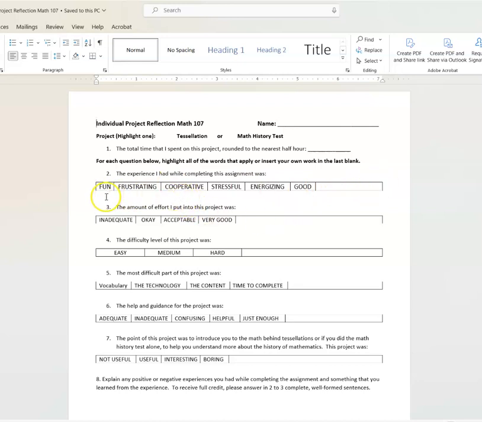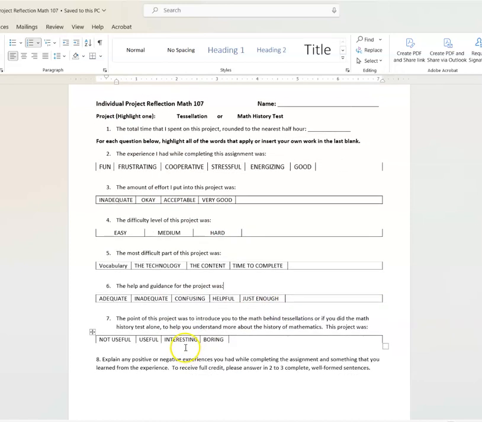Also, you can type a sentence under here if there's something that you really feel compelled to say to me: the amount of effort that you spent, the difficulty level, what was the most difficult part of the project, was the help given to this project inadequate, adequate, confusing, helpful, just enough. Again, you can add another word. These are the ones that have come up the most for students, so I just started putting them in there, and it's faster for you just to highlight it than having to type all that out.